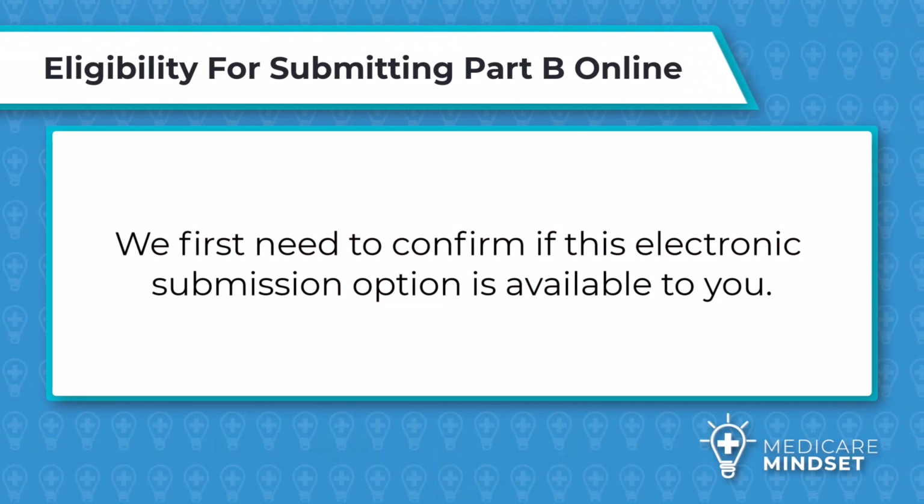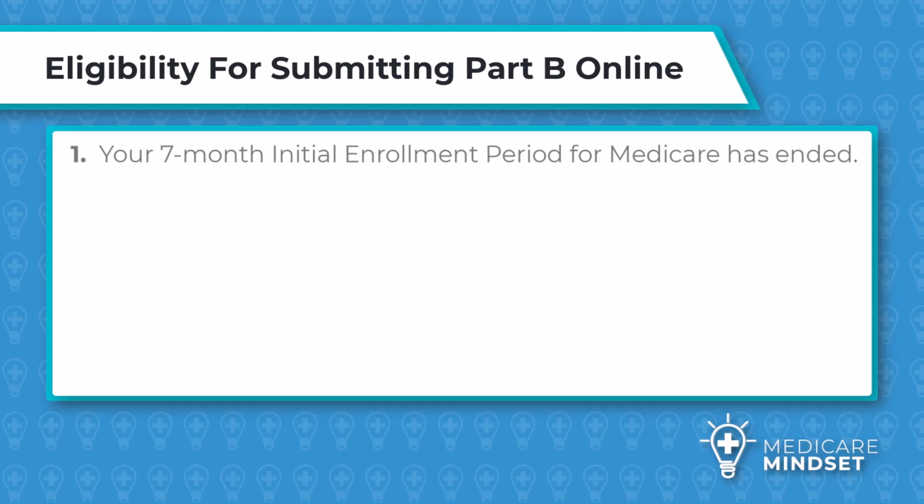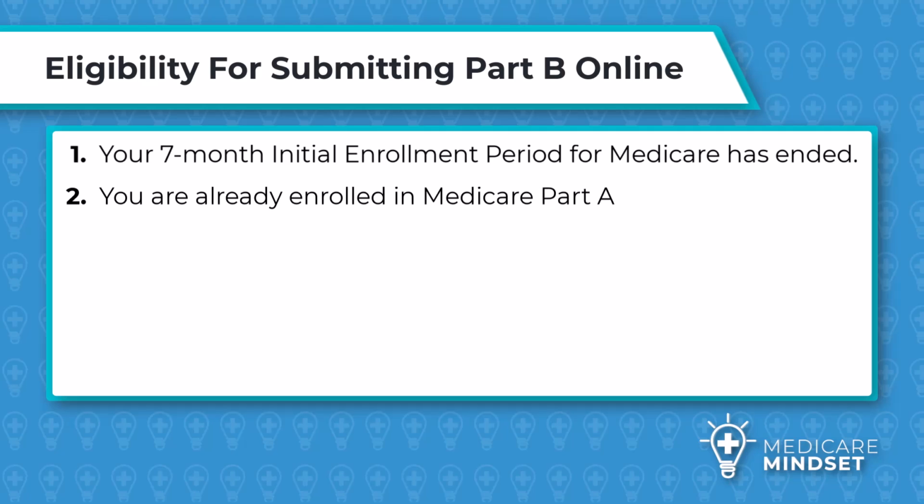We first need to confirm if this electronic submission option is available to you. 4 things need to be true. Number 1, your 7-month initial enrollment period for Medicare has already ended, which means you're more than 3 months past your 65th birthday month.